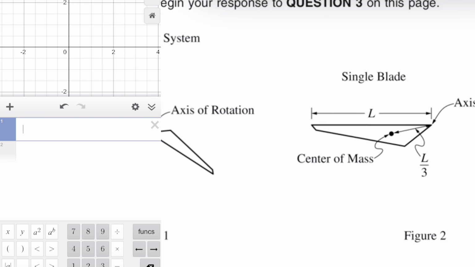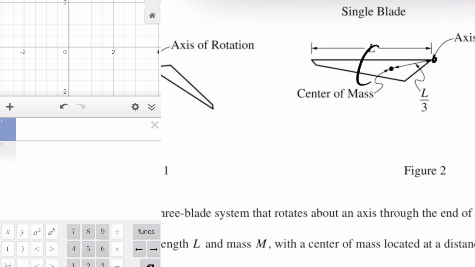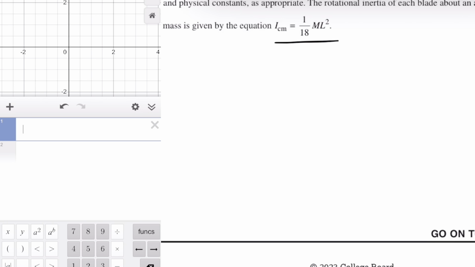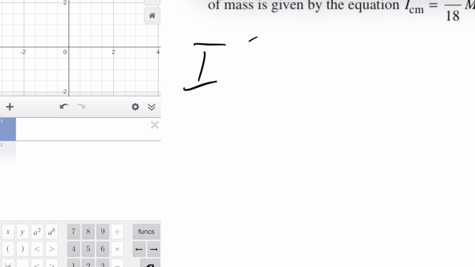So here we have to think, okay, this is where it's going to rotate, right? But this is the center of mass. If I imagine this out of the page, that's the rotational inertia equation we're given through the center of mass. So what we need to do is use the parallel axis theorem here. So we're going to say I prime is equal to ICM plus MD squared.